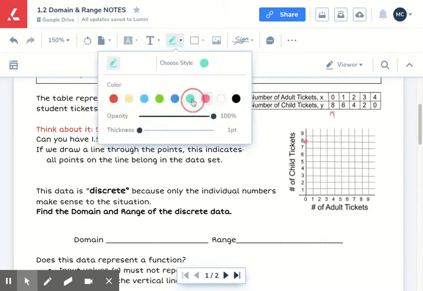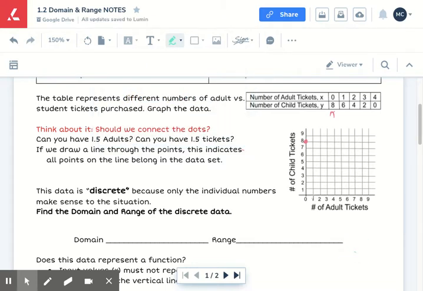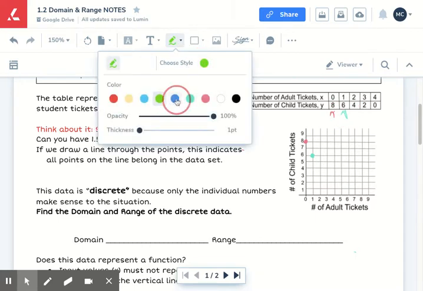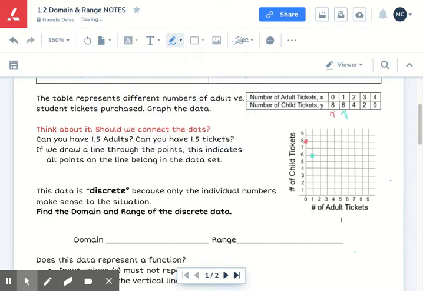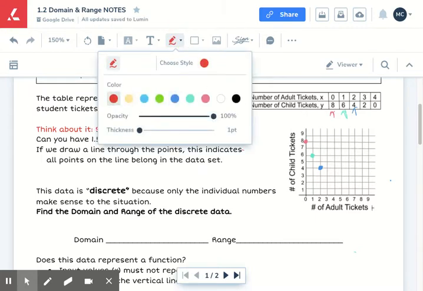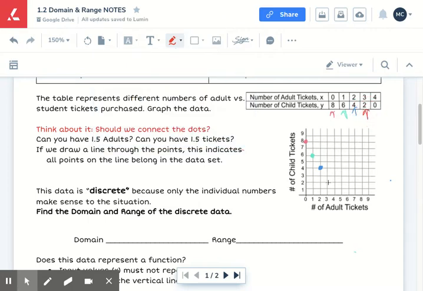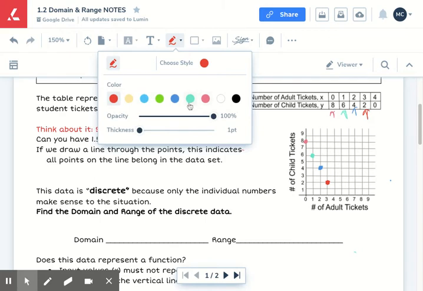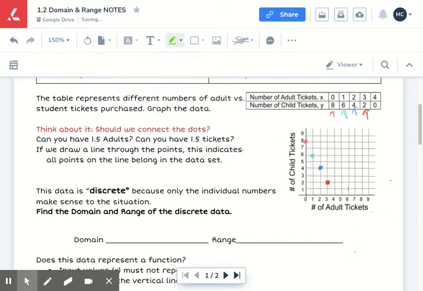The second data point, let's see, some various colors here. That's 1 adult ticket with 6 child tickets. So that would be this one here. And then the next data point would be 2 adults, 4 children. So 2, 4 would be here. Maybe use red next. So 3, 2 would be here. And then one last data point to plot. I'm going to use green yet. So 4, 0. So that would be here. That was that last one there.